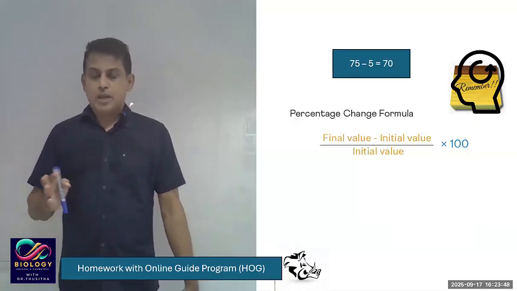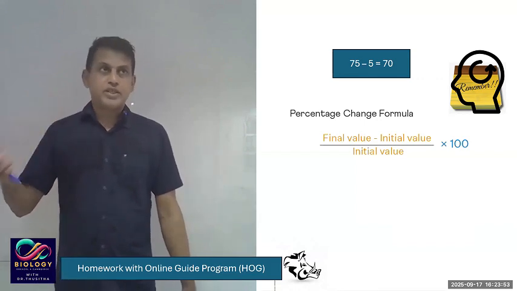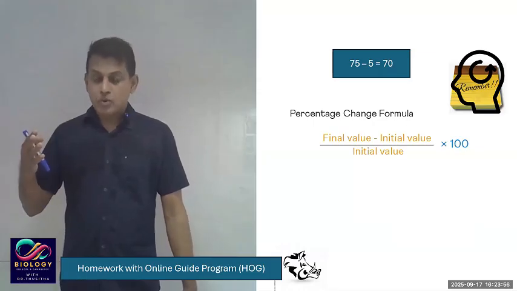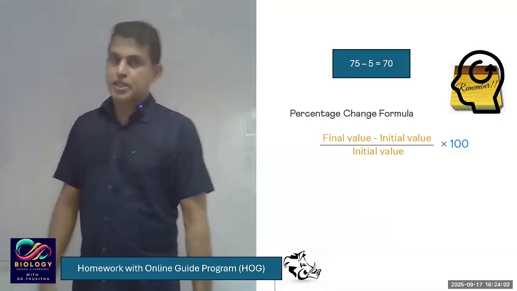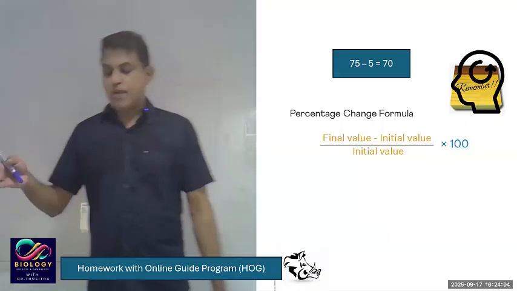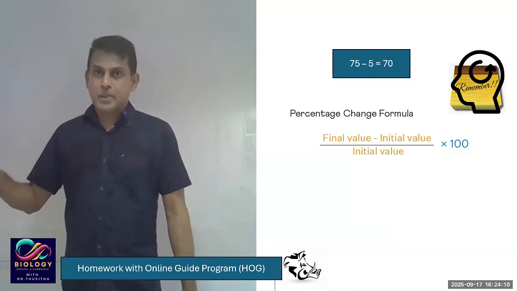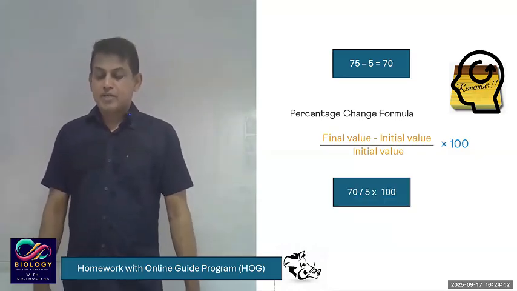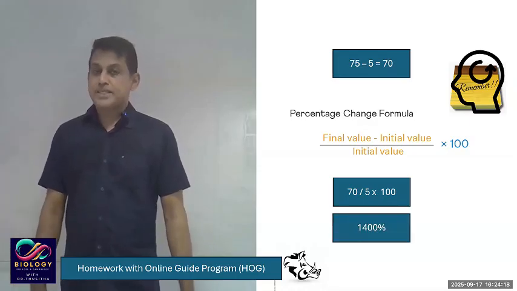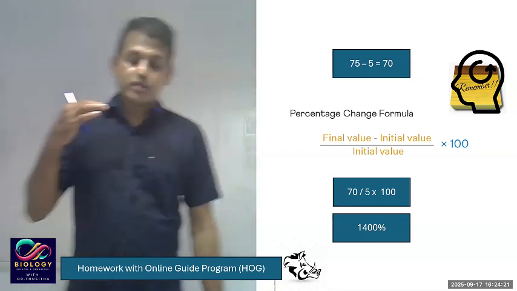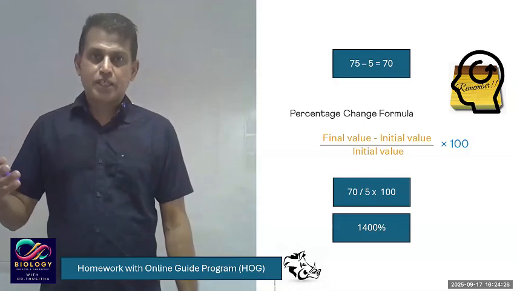Right, now this is the formula. Percentage change formula, percentage increase or percentage decrease, we take this formula. Final value minus initial value, simply the difference that you can see above. 75 minus 5 is 70, right? That's the final value minus initial value. Divide by initial value, times 100. So now I write it: 70 divided by the initial value, which is 5, times 100. So you get 1400%. Now the answer is 1400%, right? 1400% is the answer, the percentage change.